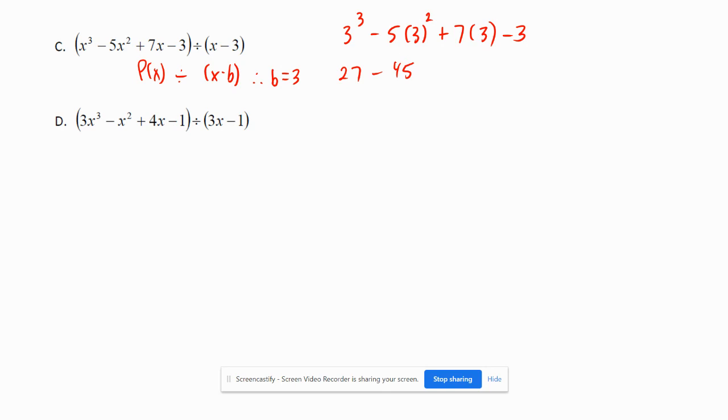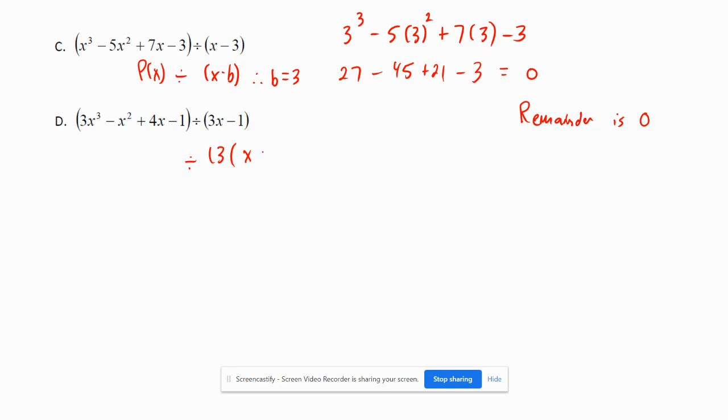This is 9 times 5 is 45 plus 21 minus 3. And I'm just going to do this on my calculator here. And we get an answer of 0. So that means the remainder is 0.